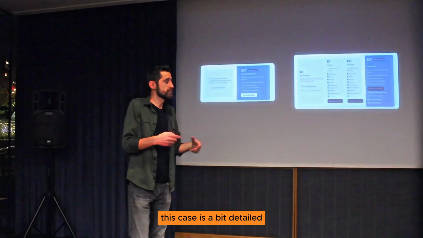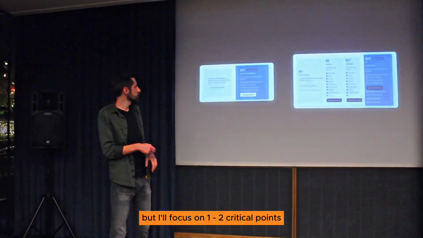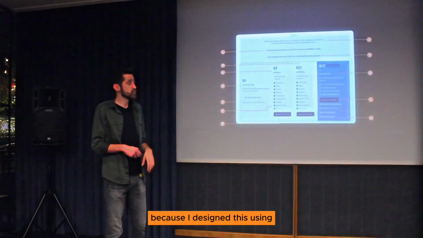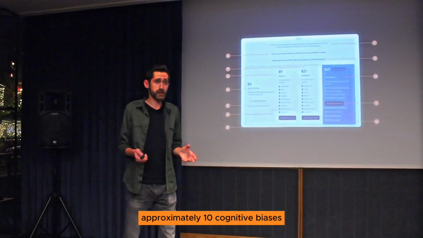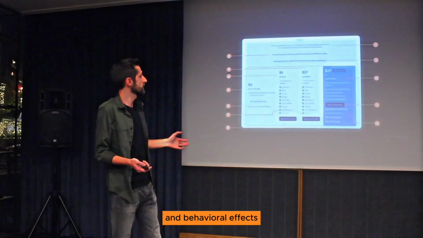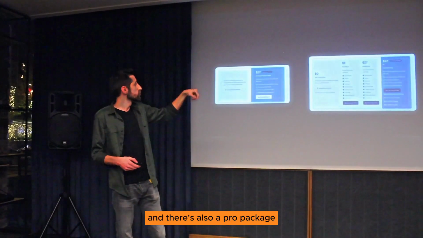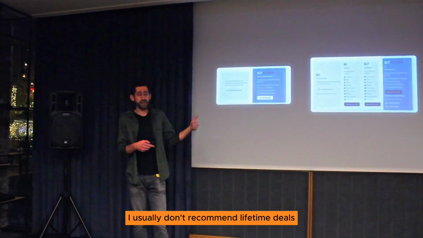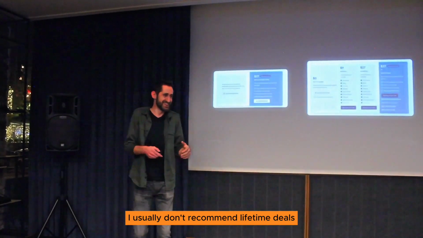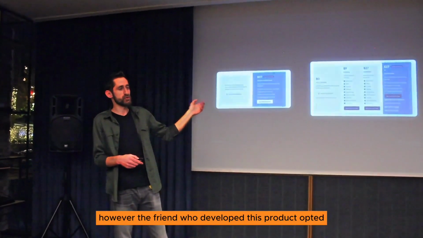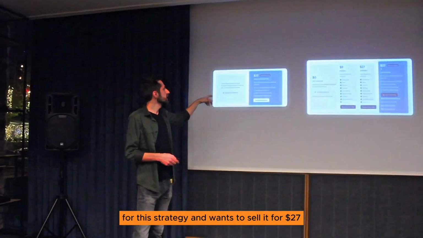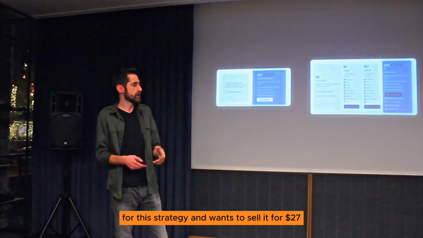This case is a bit detailed, but I'll focus on 1-2 critical points because I designed this using approximately 10 cognitive biases and behavioral effects. On the left, you can see the product itself. It's a product that enhances this Twitter feed. It has an extension, which is free and can be used with limitations, and there's also a pro package. I usually don't recommend lifetime deals. However, the friend who developed this product opted for this strategy and wants to sell it for $27.